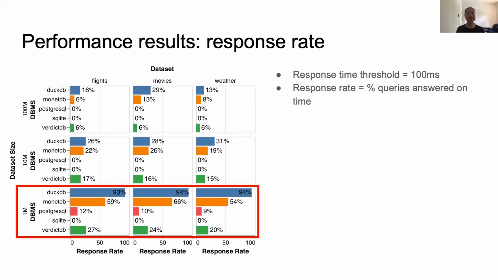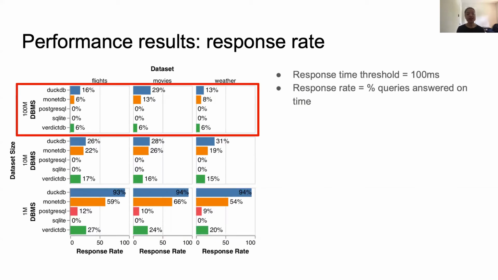But what gets interesting is when you look at how the performance changes as the data sets get scaled up. So in this case, the 100 million rows case, we see that DuckDB is still the best performing system, but we see a huge difference in the response rates. In particular, the best performance we see is 29% response rate, meaning that 71% of queries were not executed, or not completed on time, which is pretty surprising.